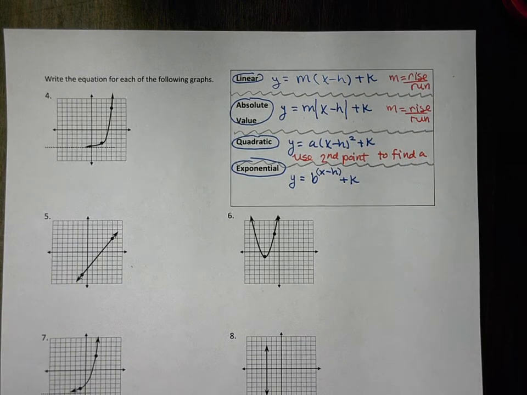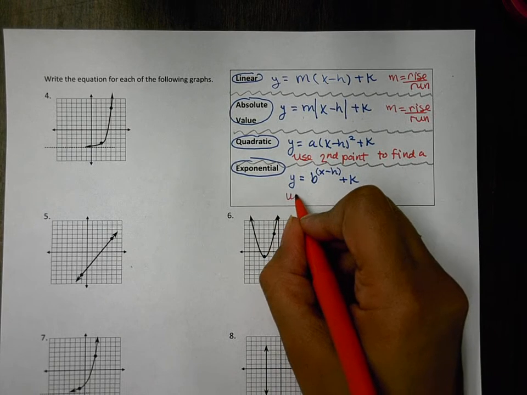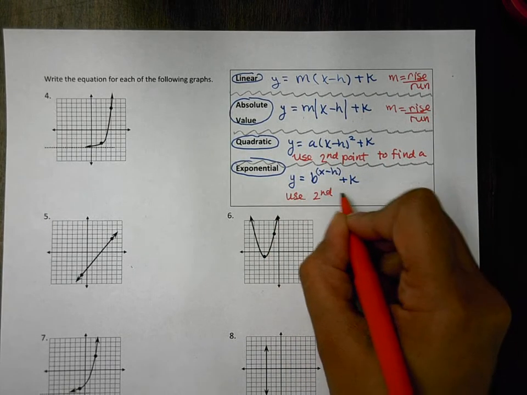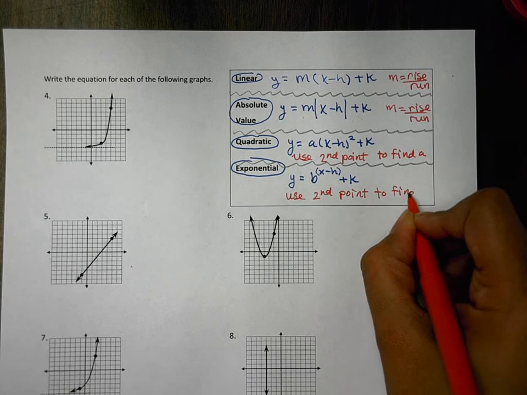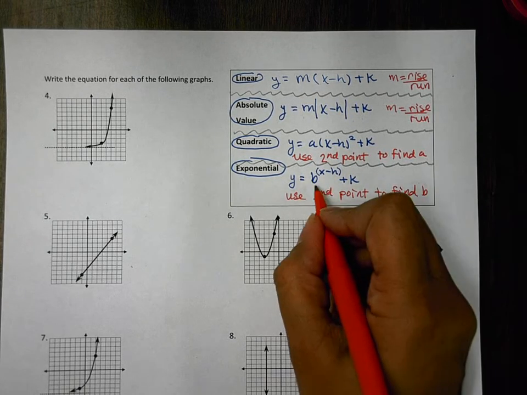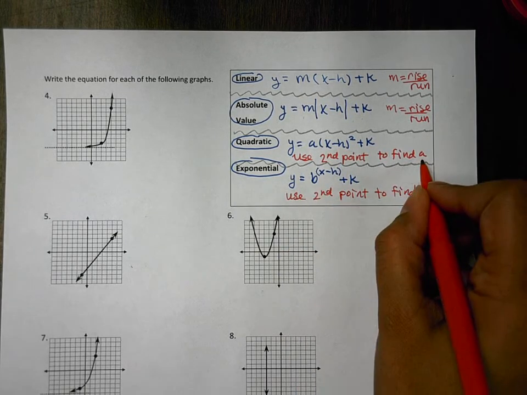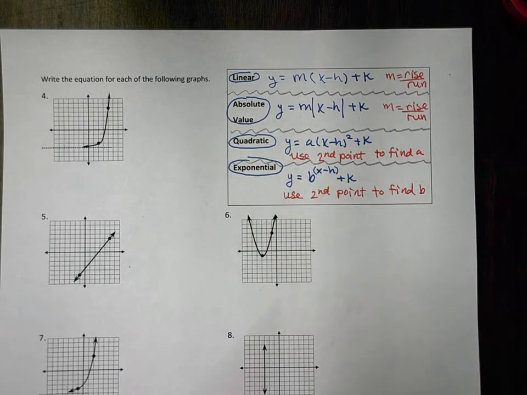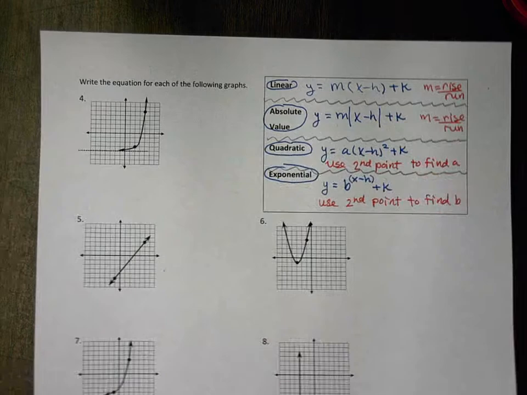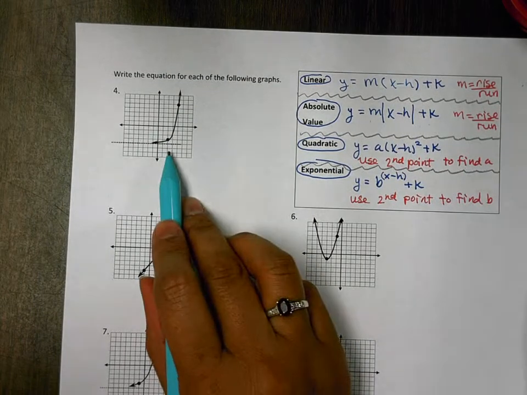Okay, and the same as before, we use the second point to find b, because this time it's b. We use our second point to find a, we use our second point to find b. Up here is super easy, it's just rise over run. All right, so this is exponential.